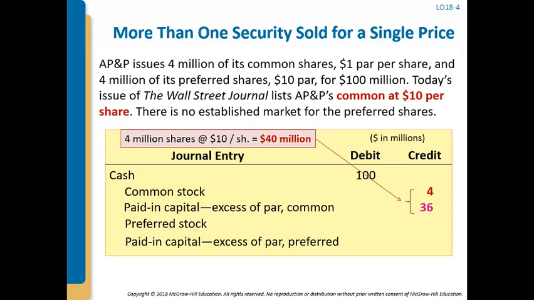What does that infer about the market value of the preferred shares? Well, if the market value of your common shares were 40 of the 100 million, then you can infer that the value of the preferred stock is 60 million, the remainder. And so here you have $10 par value times 4 million preferred shares. So preferred stock, you credit 40 million, and then the remainder is going to go to paid in capital in excess of par for preferred.